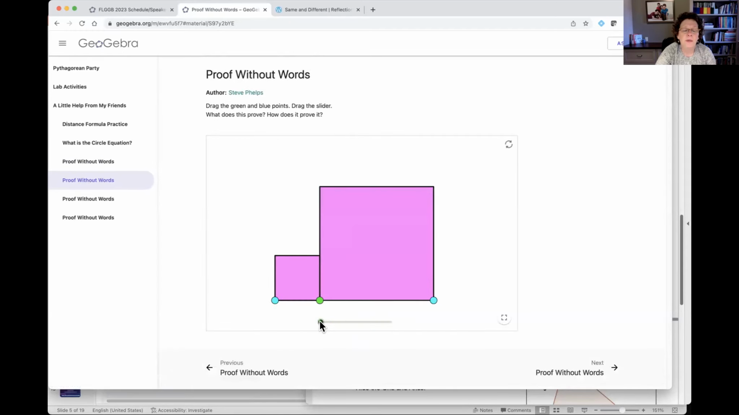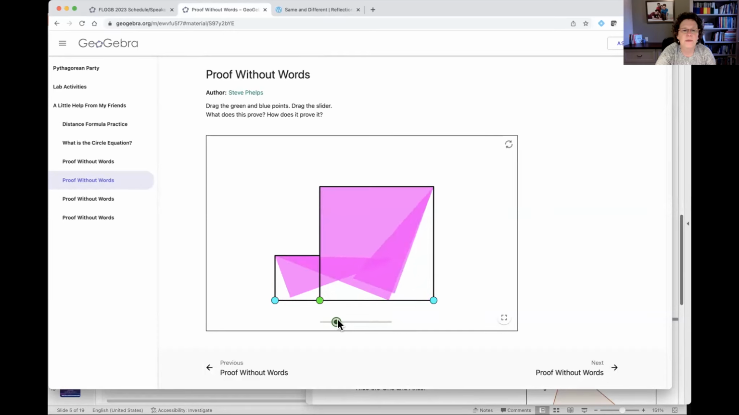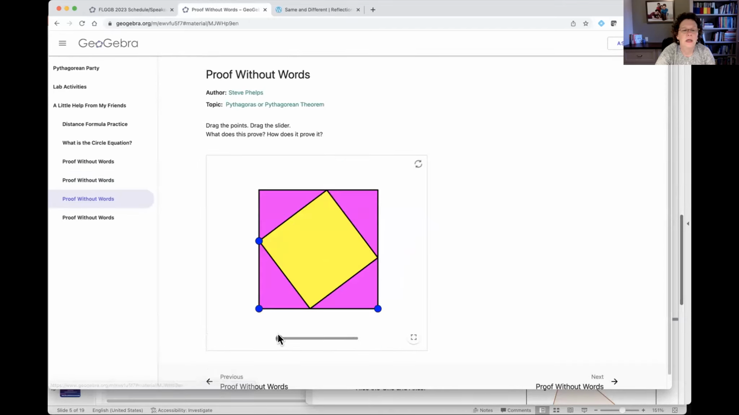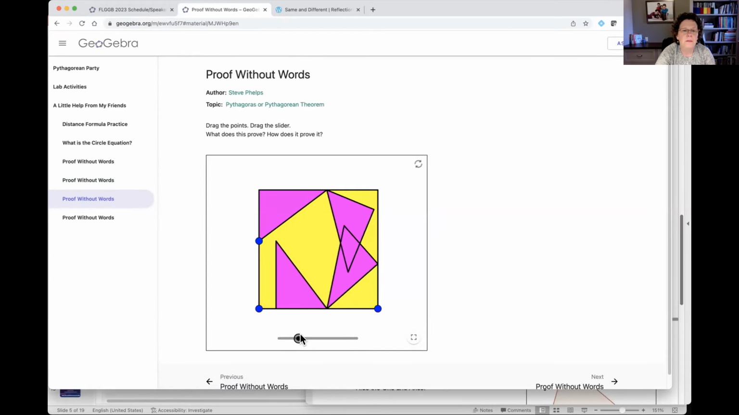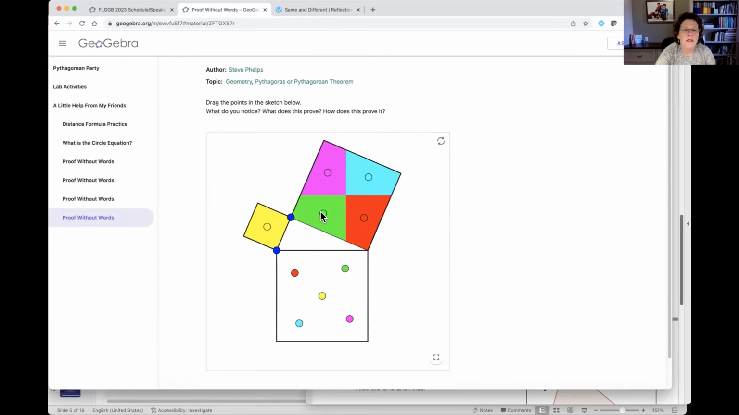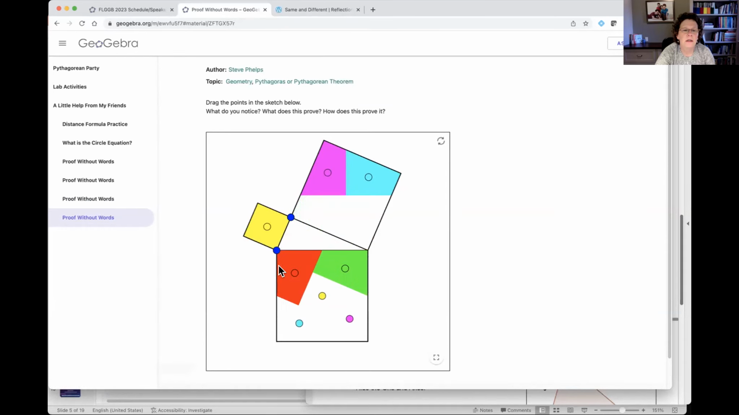Here's another one, A squared plus B squared. We dissect, rearrange, and we get C squared. And this side here is A, this side here is B, this side here is C. Here's another one. And finally, we can do one where we are rearranging different pieces of the B squared and add in the A squared, and we get C squared.